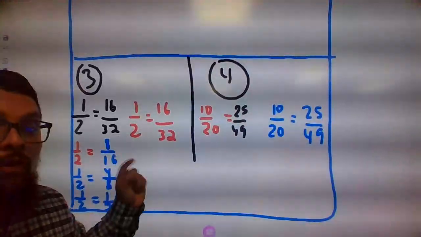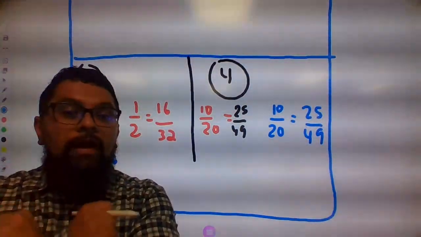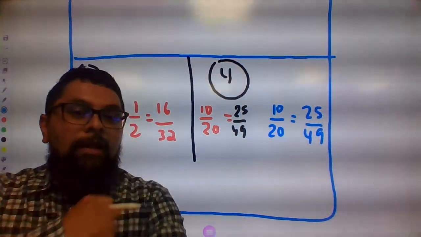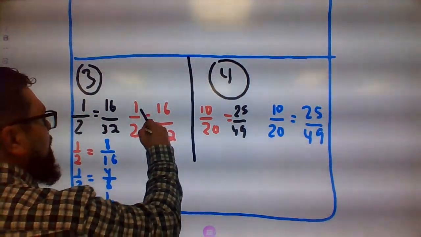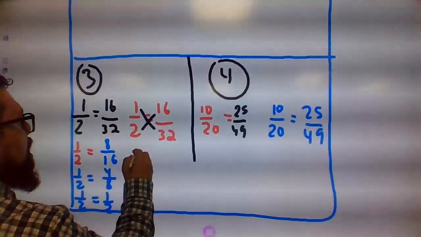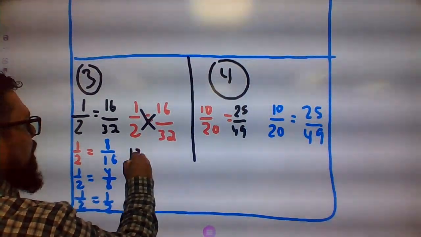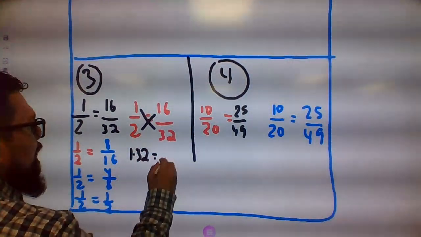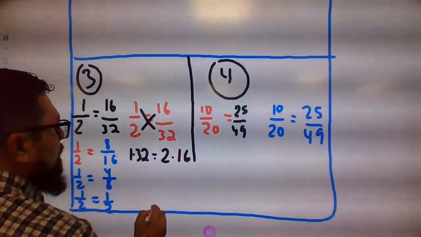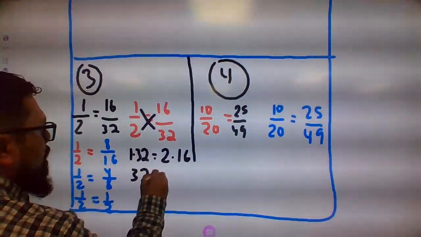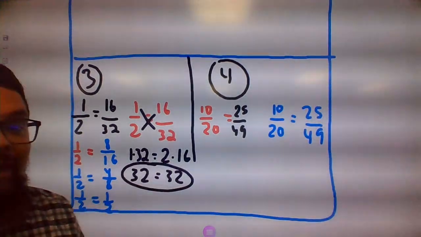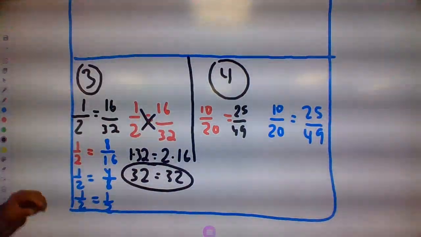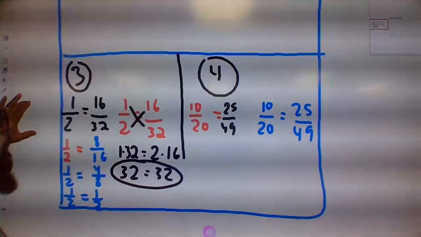Let's do it using the cross product. Not Wakanda forever, it's the cross product. So we're going to multiply 1 times the 32 and 2 times the 16. Does 1 times 32 equal 2 times 16? This is 32. This is 32. Yes, they are equal. So that should have been your answer. Let's go on to number 4.